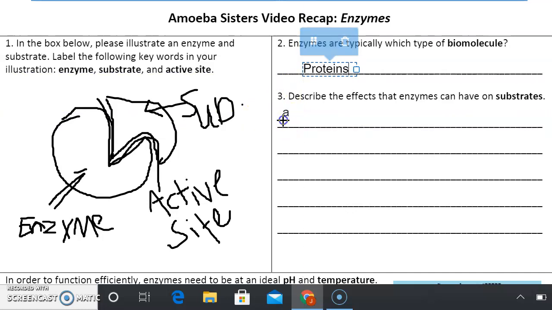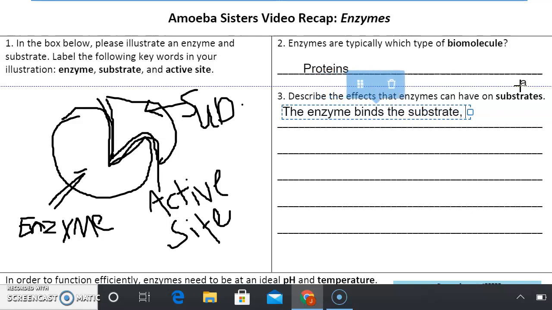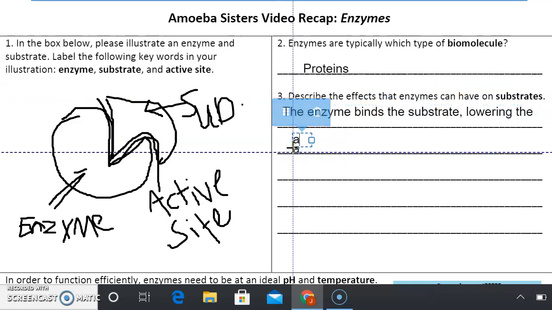And then it says, describe the effect that an enzyme has on a substrate. Well, the enzyme, like we just drew, binds the substrate, lowering the activation energy. Lowering the activation energy is important. That's the main mechanism of the enzyme. This is not exactly how it happens, but this is how I think about it.